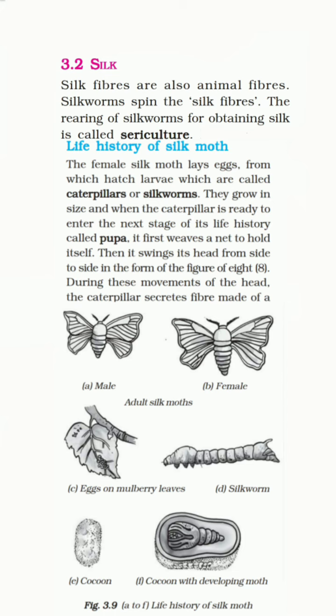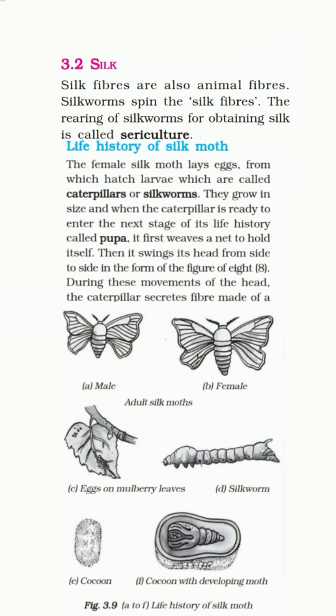Okay. So before we discuss the process of obtaining silk, it is very necessary to know the interesting life history of the silk moth. So students, now we will know what the life history of the silk moth is. As you can see in the slide, the heading is given: the life history of silk moth. So it starts like this: the female silk moth lays eggs from which hatch larvae, which are called caterpillar or silkworm.